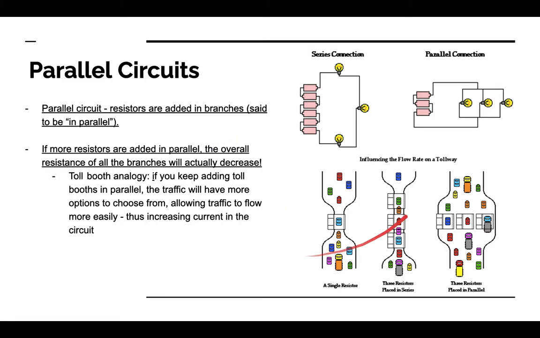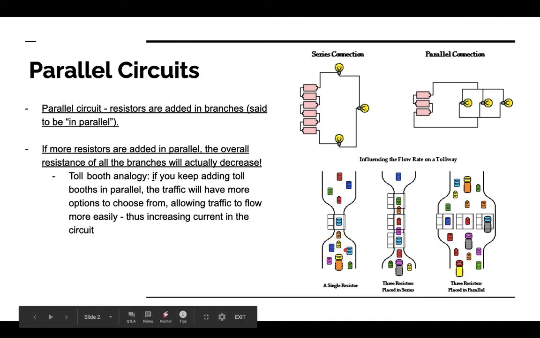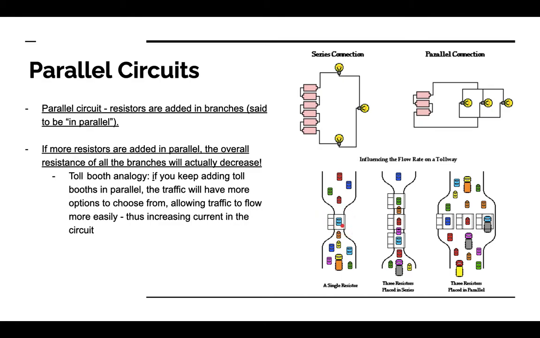So let's say we have a single resistor. Our flow in this case, our currents of electrons, are going to be cars. A resistor we can think of as a toll booth. So if we place three resistors in series like this, that's going to be three toll booths in a row that cars have to pass through, which is going to constrict and slow down traffic, aka it's going to lower the current in our circuit, just like we talked about with the series circuit.